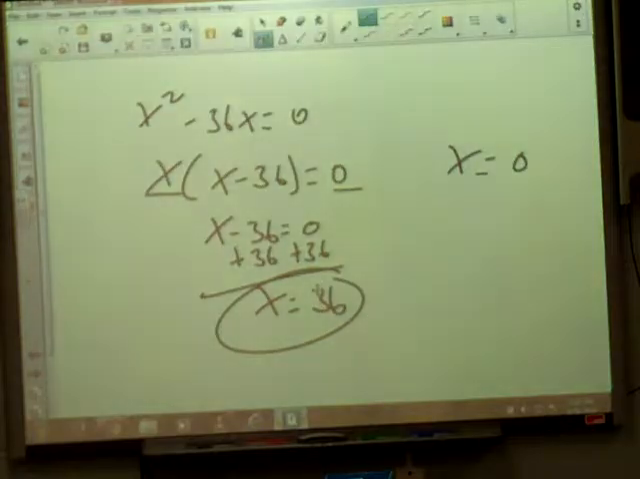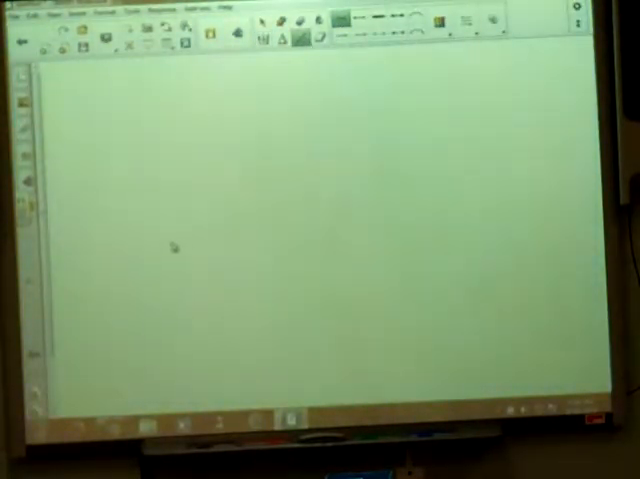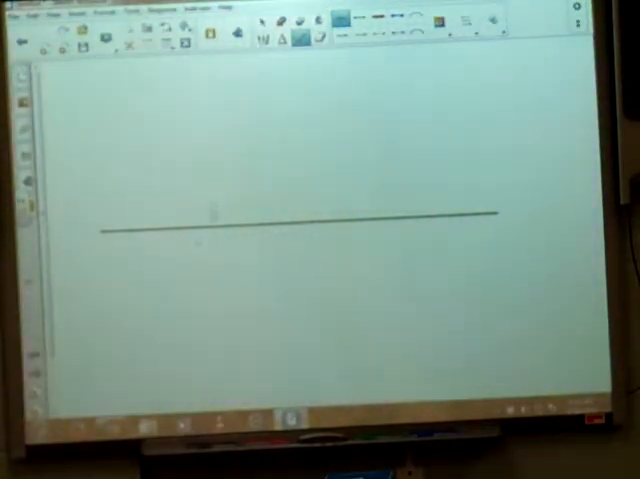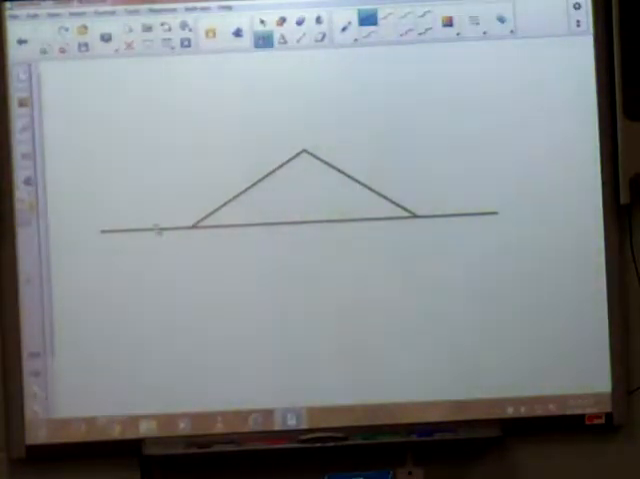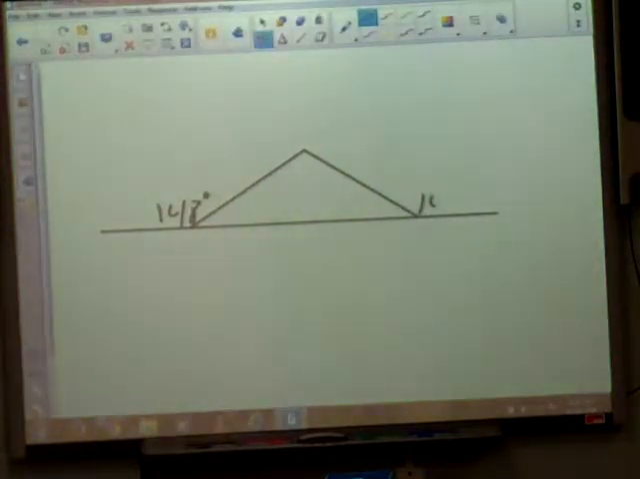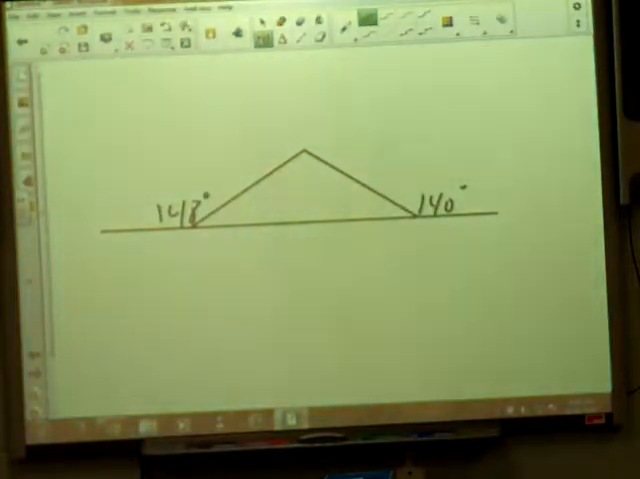Alright, 16 was a good triangular geometry problem. Let's see if I can draw something that looks similar to that real fast. I'll pretend that's what it looks like. It tells us that this supplementary angle is 148 and this one is 140. It says, what is the measure of DEF? So we're looking for this one there.